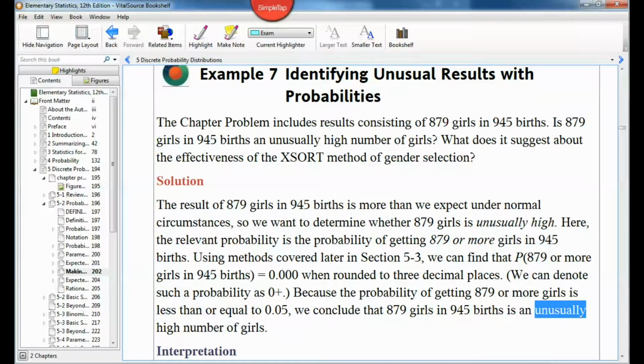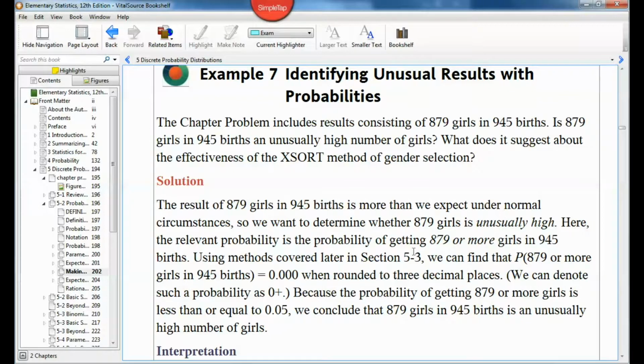unusual with probability. So if I say the probability of it raining tomorrow is 3.5%, then that probability would be unusual because it's less than 5%. This problem here, where we're talking about the chapter problem, they want to know: is 879 girls in 945 births an unusually high number of girls? Well, just using common sense, you can say, yeah, it is.